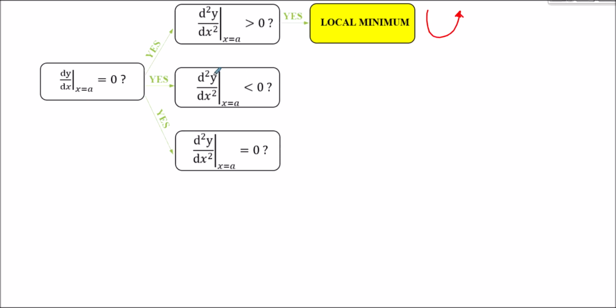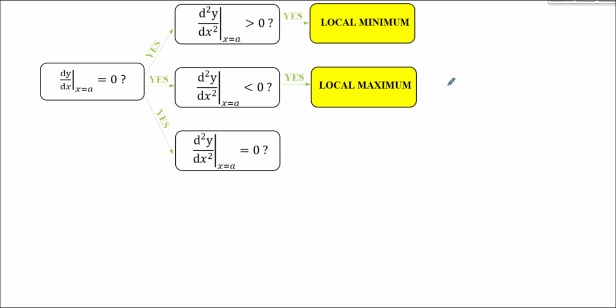However, if the second derivative is negative, then it's going to be a local maximum. That's because if a second derivative is negative, that means the rate of change of the gradient is negative. So the gradient's going down and down and down, it's decreasing. So it might start positive, but it's going downhill.